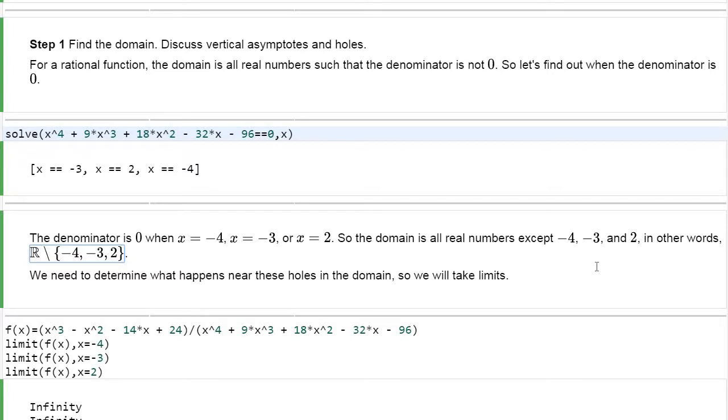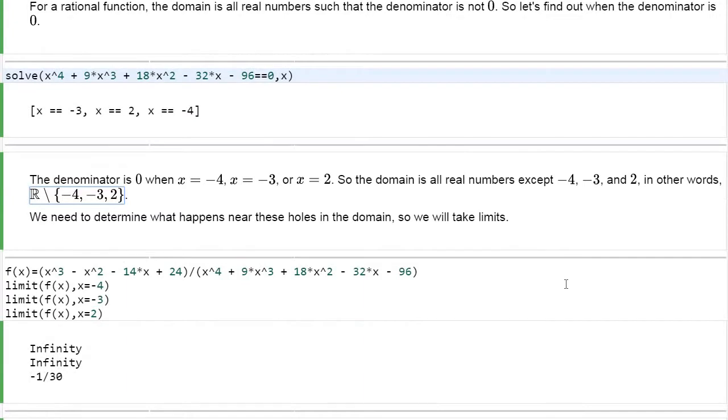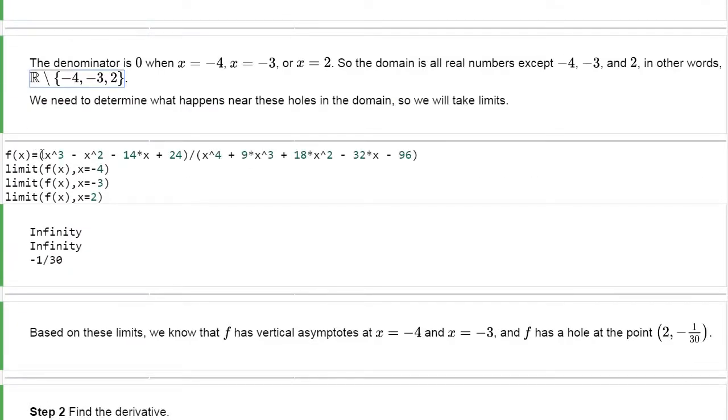Now those could be either a hole or a vertical asymptote. And we're going to find out which is which by taking limits. So we're going to take the limit for the original function f, not just the denominator now, the whole rational function, which, remember, when you type rational functions you need parentheses around the top of the fraction and parentheses around the bottom of the fraction. So we're going to take the limit of that rational function as x approaches each of these 3 gaps in the domain. The first two, at -4 and -3, the limit is infinity, so that means we have a vertical asymptote. And the third one, x equals 2, the limit is -1/30. That means we have a hole. The hole is at the point (2, -1/30).